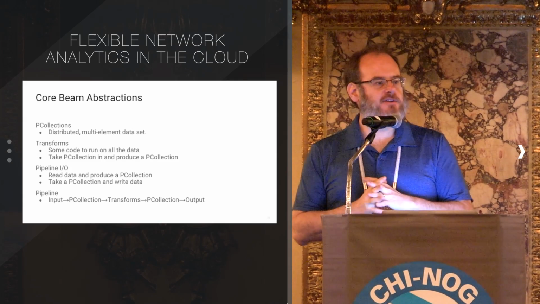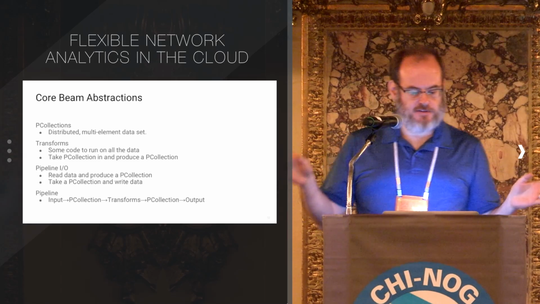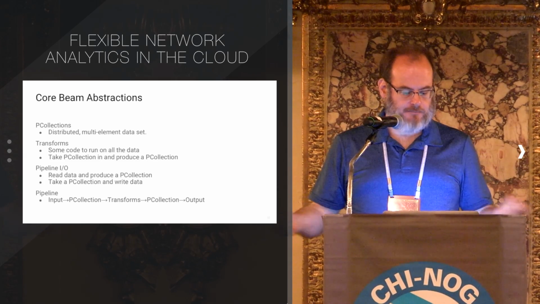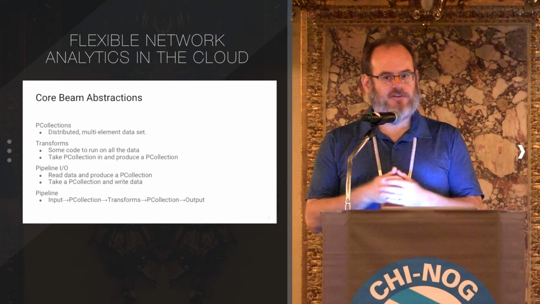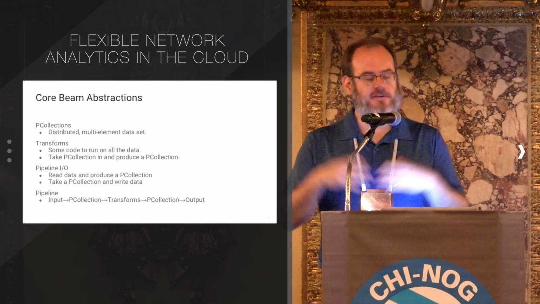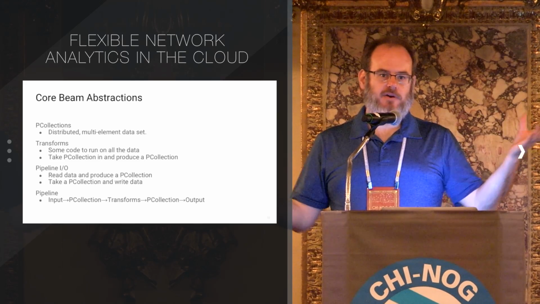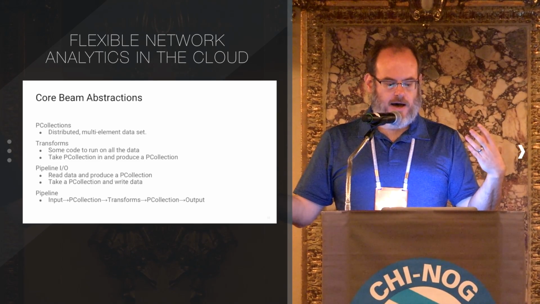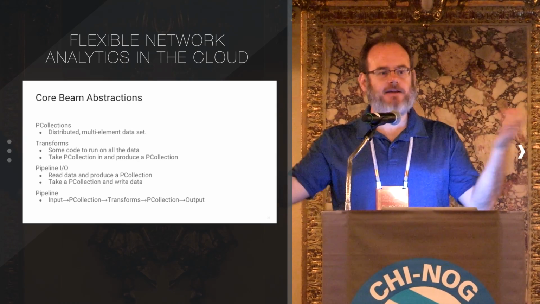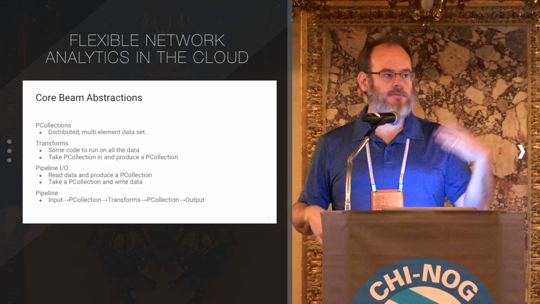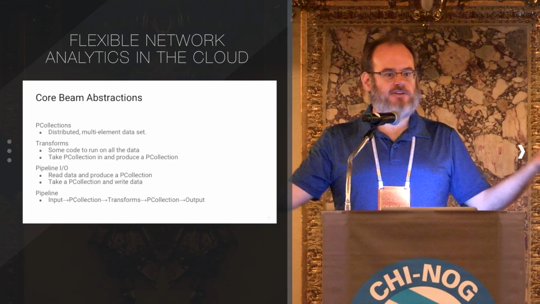Before I get there, though, I need to talk a little about some core abstractions in Beam. There are kind of 3 things here that go into the idea of the pipeline. The first one is this idea of a PCollection. A PCollection stands for parallel collection. This is a distributed multi-element data set. It's really kind of a wrapper for whatever type you want to define around your data, and it provides a mechanism for distributing it to all the workers. The second important concept is a transform. A transform takes a PCollection in and produces a PCollection. And it is what actually does the work of your analysis.